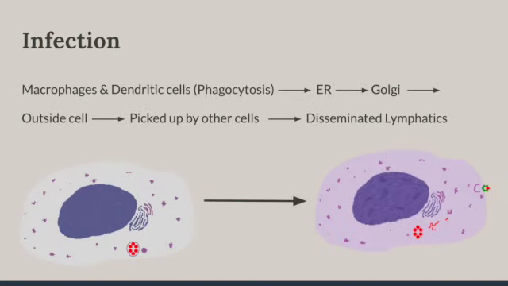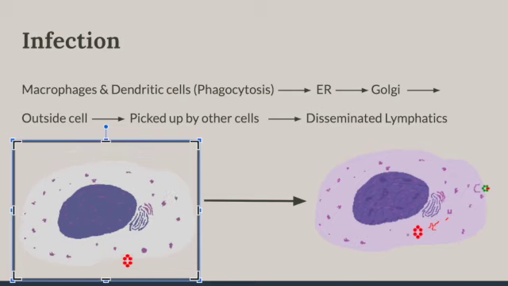So the Marburg virus spreads within the human body by being picked up by macrophages and dendritic cells through phagocytosis, where the virus will then unravel its viral RNA, where the ER will then replicate the RNA. The RNA will be packaged by the Golgi and then released and sent to other cells where it ultimately will disseminate in the lymphatic system.